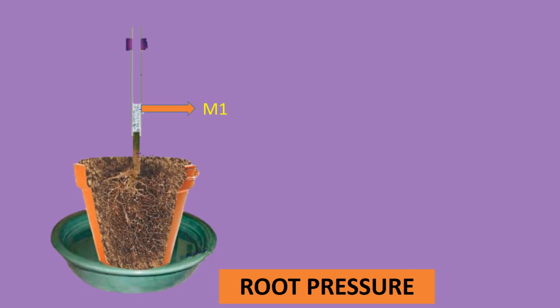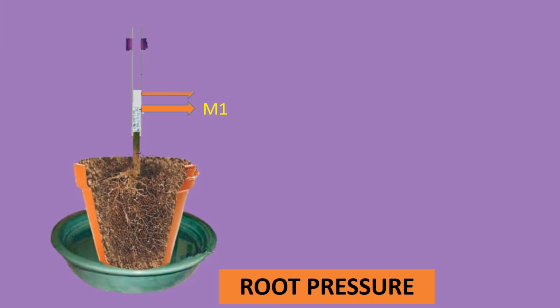Here we have to follow some precautions. The size of the glass tube must be equal to the size of the stem. While joining the glass tube and stem, they must be bound tightly so that water cannot escape from the tube. After following these precautions, keep the arrangement aside for 2 to 3 hours. Then observe the water level in the glass tube.